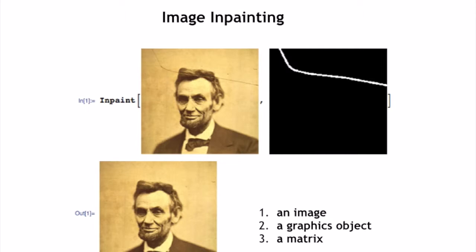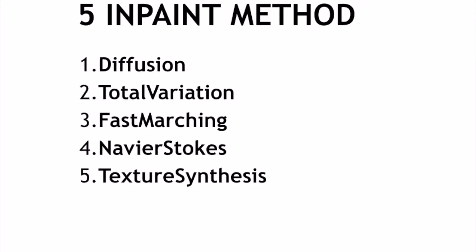The region to be inpainted or retouched can be given as an image, a graphics object, or a matrix. There are 5 different algorithms available in inpainting that one can select from using the Method option: diffusion, total variation, fast marching, Navier-Stokes, and texture synthesis, which is the default setting.